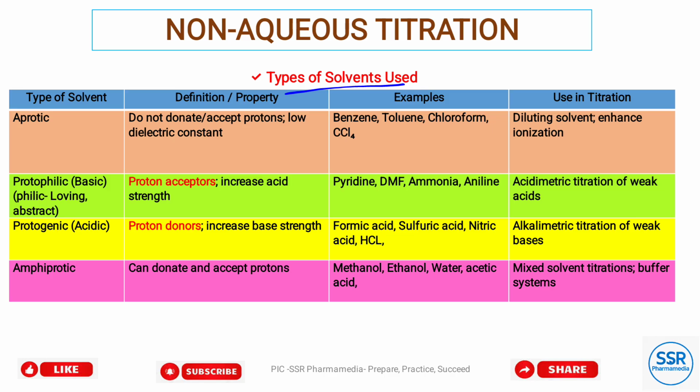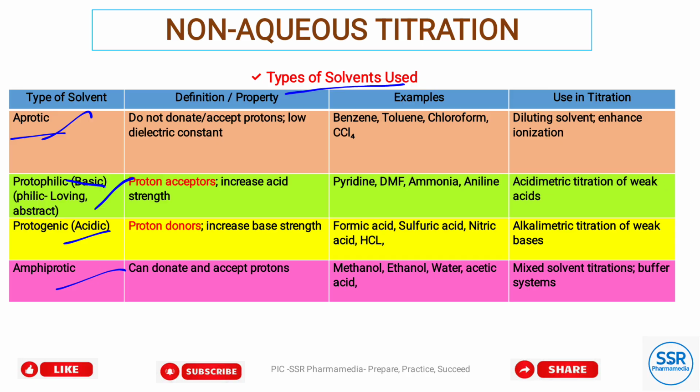Types of solvent used in non-aqueous titration is a very important topic in non-aqueous titration. So, there are 4 types of solvents mainly used. That is called aprotic solvent, protophilic solvent, which is basic in nature, and protogenic solvent, which is acidic in nature. Amphiprotic solvents have both acidic and basic characters. So, what is an aprotic solvent?